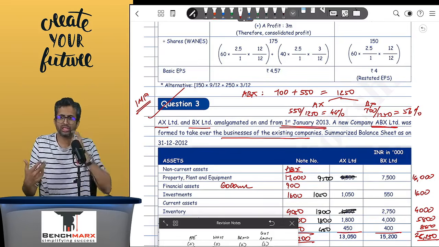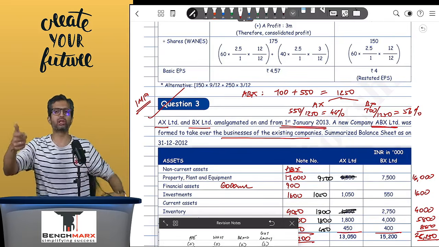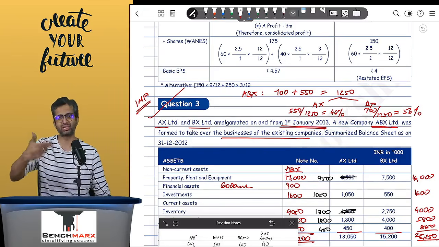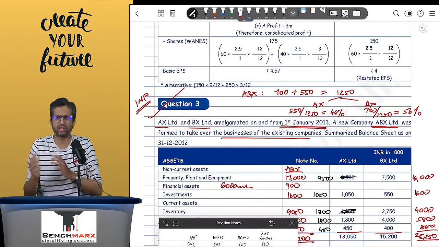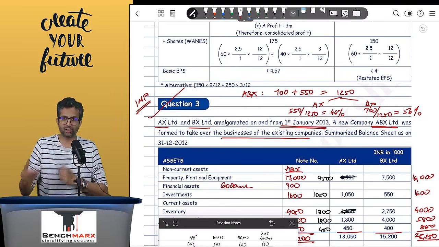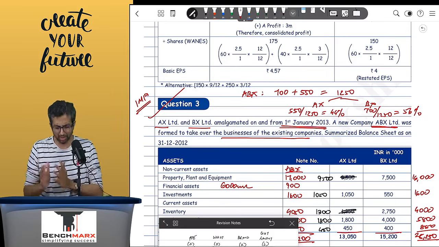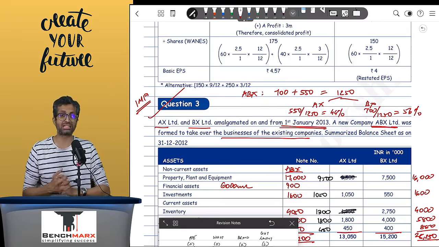Now, usually in this particular case, if that requisite number was not given and they had told you exactly how many shares are issued at what price, it would have been a little easier in my opinion and a little less contentious. However, if it comes in the exam, I do believe it will come in the same form, and hence just ensure that you practice this question fairly well. So that is question number 3.